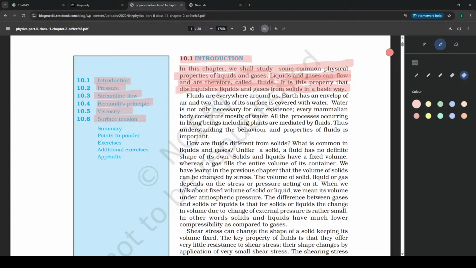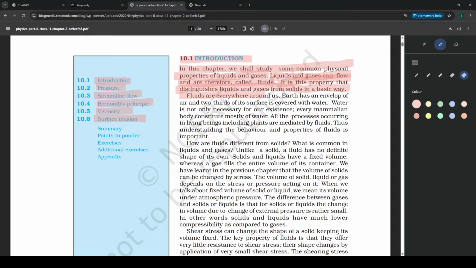We can say that water is flowing, or a gas is flowing, or wind is flowing, or wind is breezing, but we cannot say a rock is flowing or iron is flowing. We cannot say that. This is the most well-known property that distinguishes liquids and gases from solids in the most basic way.